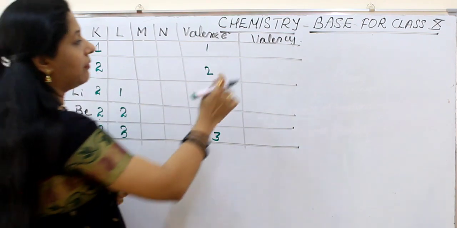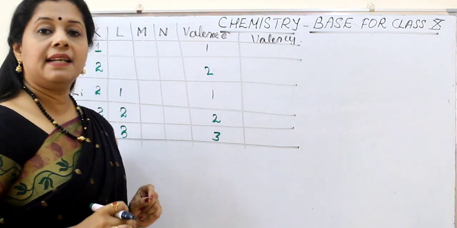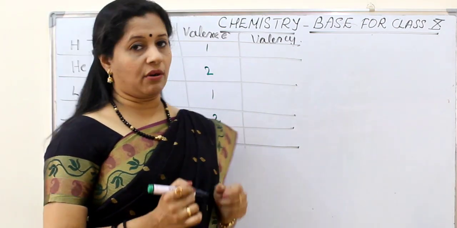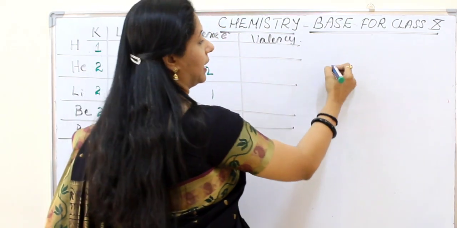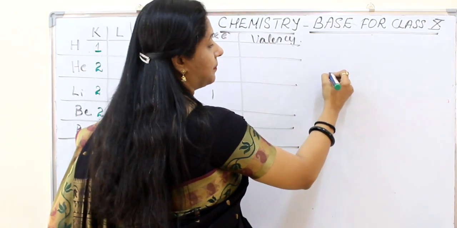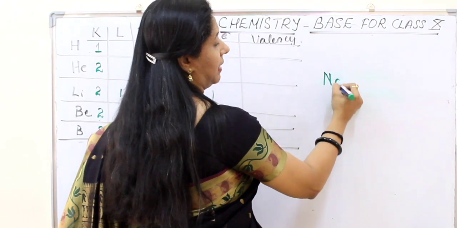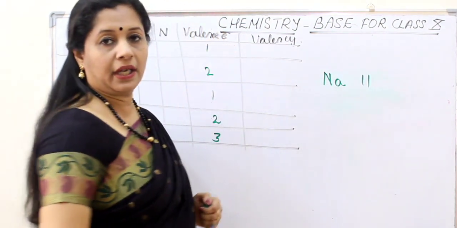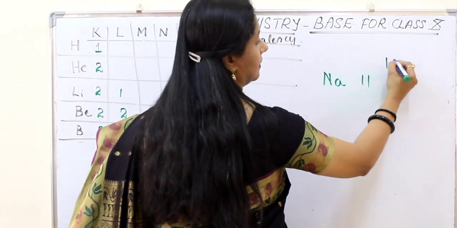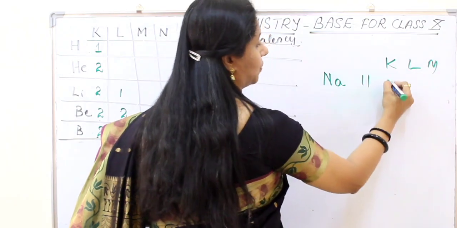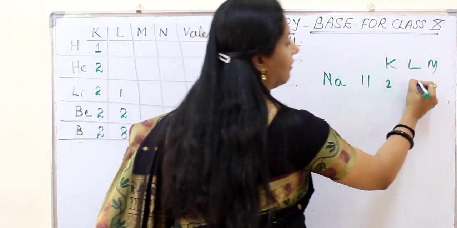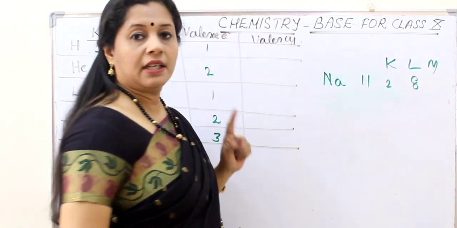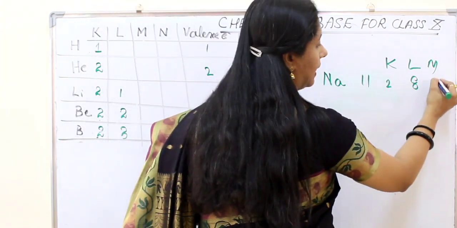Okay, now we have to find out valency. Valency means the combining capacity of an atom. For example, I will give you an example: sodium. Sodium's atomic number is 11. The K shell can have 2. How many more are left? 9 are left. But L can have only 8. Now one more is left. That will go to the M shell.